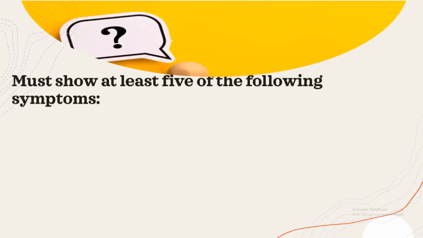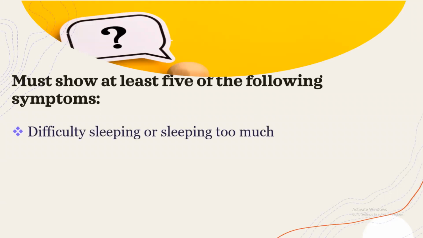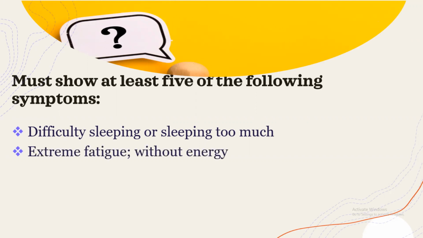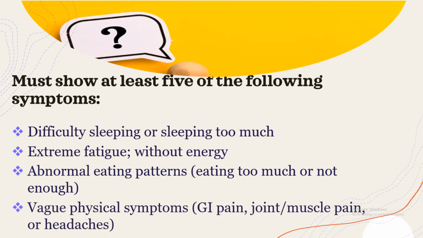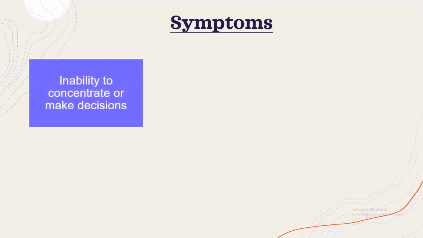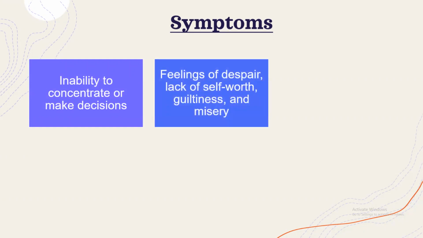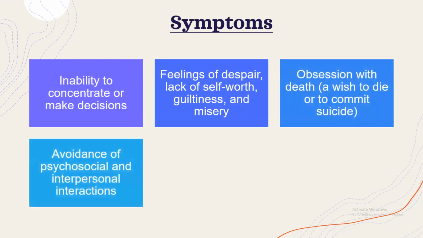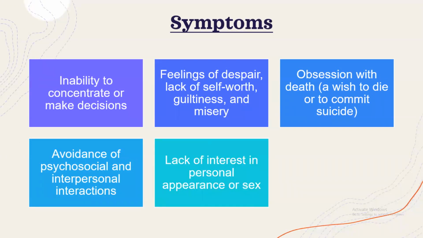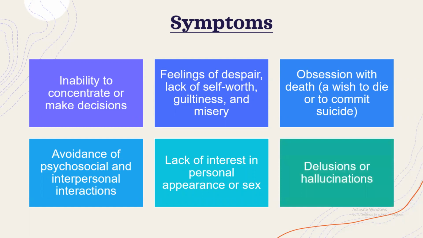Now, for major depressive disorder, it must show at least 5 of the following symptoms: difficulty sleeping or sleeping too much, extreme fatigue without energy, abnormal eating patterns, eating too much or not enough, vague physical symptoms like GI pain, joint or muscle pain, or headaches. Symptoms include inability to concentrate or make decisions, feelings of despair, lack of self-worth, guilt, and misery all the time, obsession with death, a wish to die or to commit suicide, avoidance of psychosocial and interpersonal interactions, lack of interest in personal appearance or sexual pleasure, delusions or hallucinations.